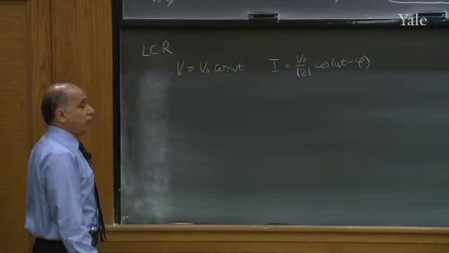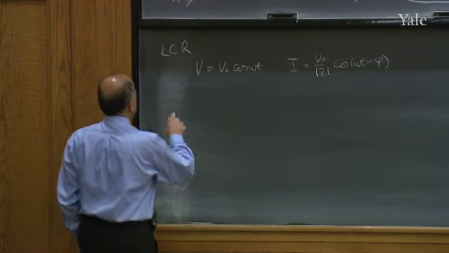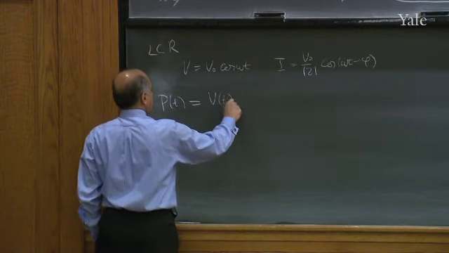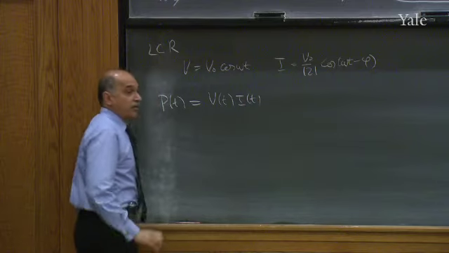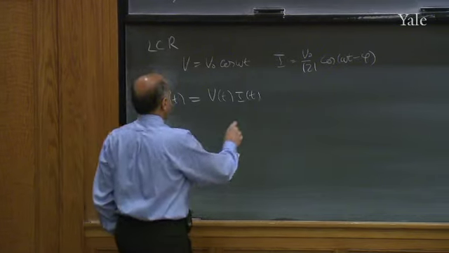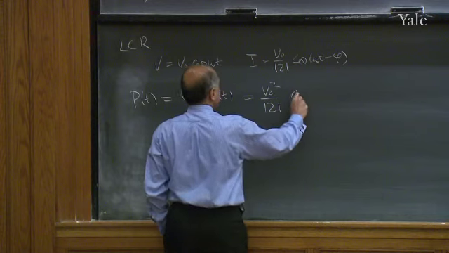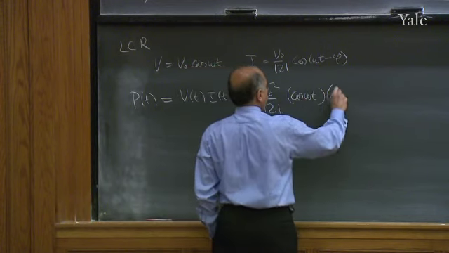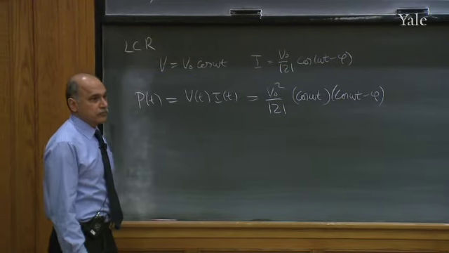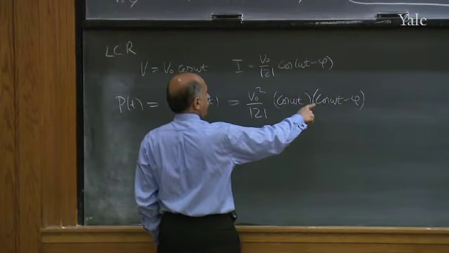What is the instantaneous power generated by the power supply? Instantaneous power for any voltage source is equal to the voltage at that instant times the current at that instant, and all these are real voltages and real currents. I'm not doing any games right now. This is the real thing. So what do you get here? You get V0 squared over mod Z times cos omega t times cos of omega t minus phi. That's what it is, right? One voltage going like cos, and the current is going like cos of omega t minus phi.